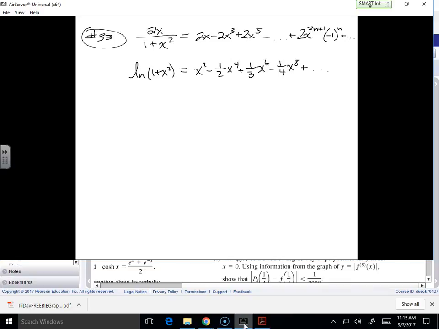Nth term would have been? No clue. We could have done 1 over n plus 1, right? Was it 1/2, 1/3, 1/4? Yeah. Okay. And then we could have done x to the 2.